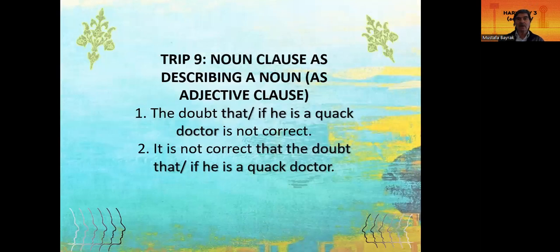Okay, type 9, noun clauses describing a noun, like an adjective clause. For example, the doubt that or if he is a quack doctor is not correct. Or it is not correct, the doubt that or if he is a quack doctor, a false doctor.